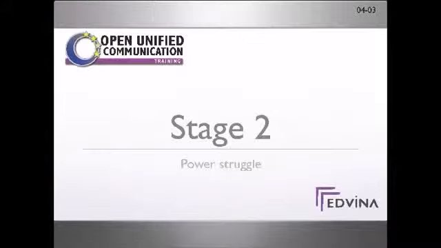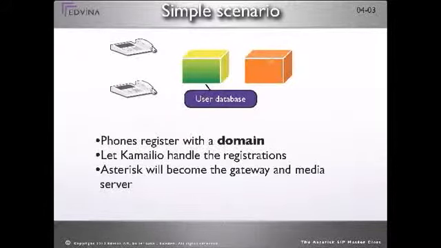Stage 2 is more of a power struggle. Now, in stage 1, Asterisk still had the account database, right? In stage 2, we're moving that to Camelio, because we want to authenticate in Camelio and open up for the possibility of using Camelio for presence, routing video calls without touching Asterisk, doing a lot of new cool stuff in that SIP real-time platform, the cool things that you vaguely remember is crazy Swede talking about at AstriCon, right? So let Camelio handle the registrations, and Asterisk will now become the gateway and media server.